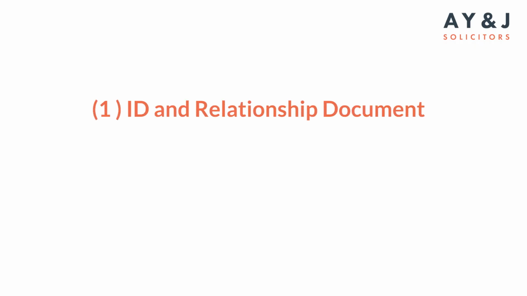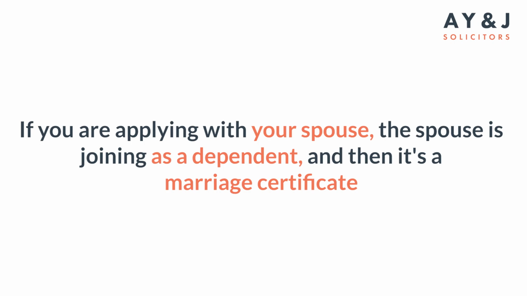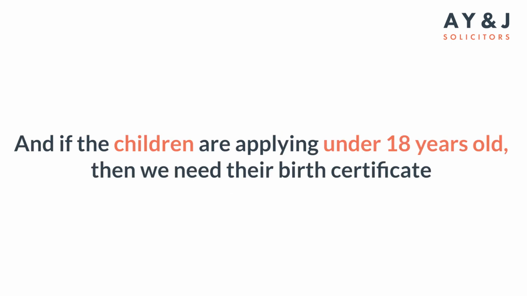Number 1, ID and relationship documents, which is self-explanatory as the name suggests. You need your passport. If you are applying with your spouse, the spouse joining as a dependent, then it's a marriage certificate. If you were married before and got divorced, then we need the final absolute decree, which is a divorce certificate. And if children under 18 years old are applying, then we need their birth certificates.